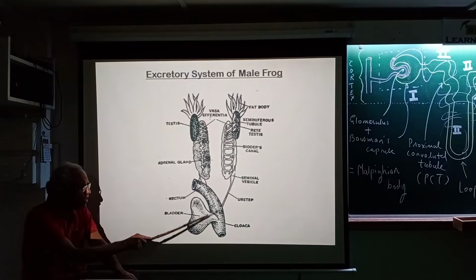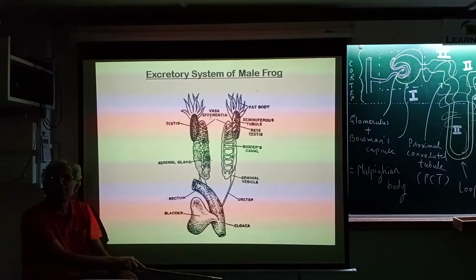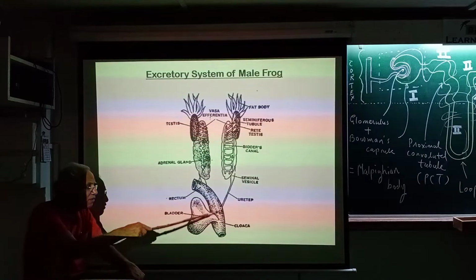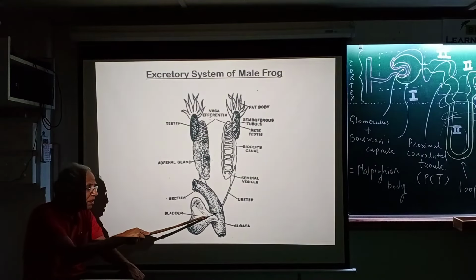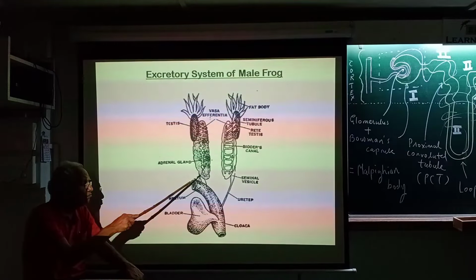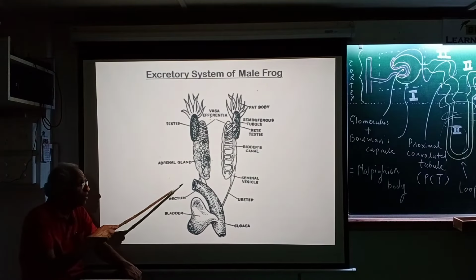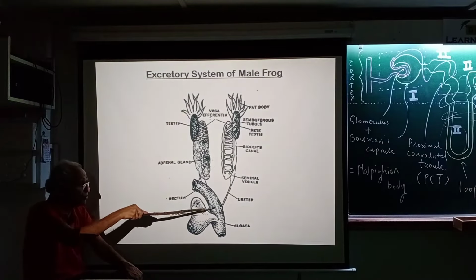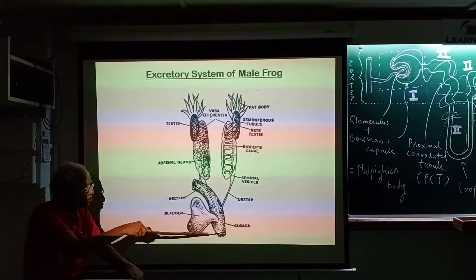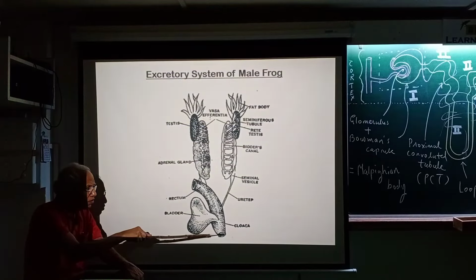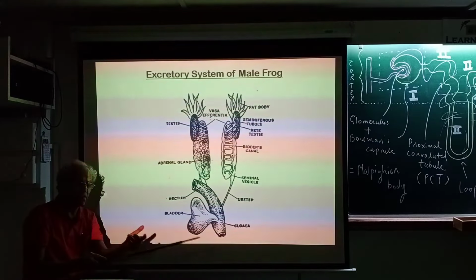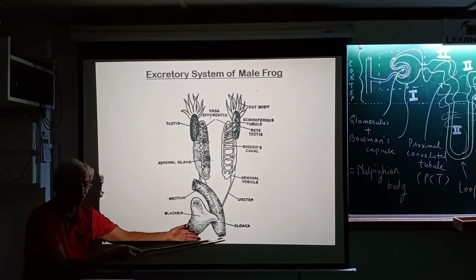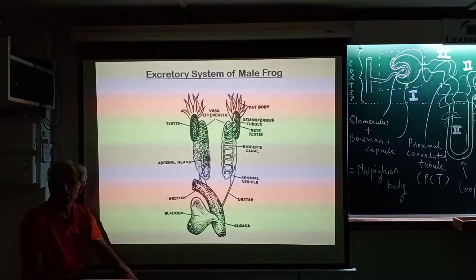Cloaca is a very important concept. Fishes, amphibia, reptiles, and birds have cloaca, which is a common chamber. It is a common chamber for the digestive system, excretory system, and reproductive system, and through the cloaca the material will pass out. What is going to pass out through cloaca? Fecal matter, urine, and reproductive structures, sperms when required.